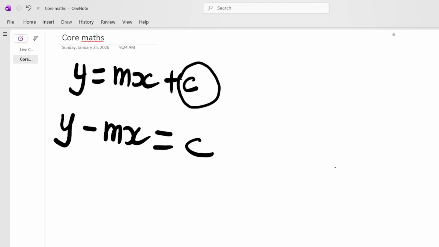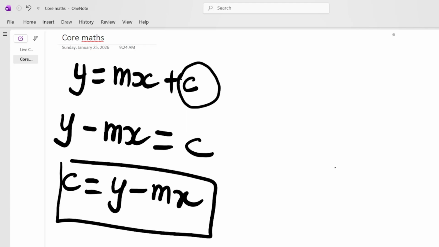Since c is standing alone now, we can just rewrite it: c is equal to y minus mx. We just rewrite it the other way. So you bring this one first and you write the same thing in the same order. That's all. Then this is our final answer. Make sure that the c or whatever you are looking for is standing alone.